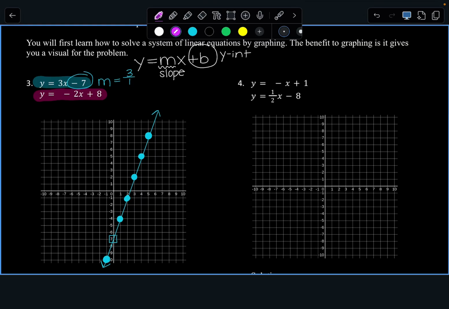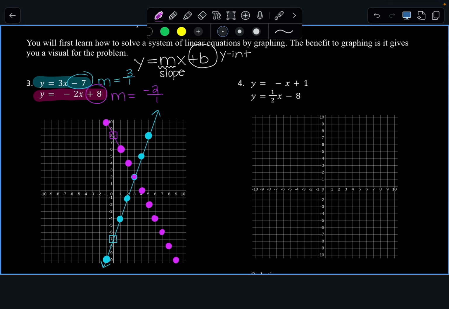Second one, okay, we're starting up 8. What is our slope for this one? -2/1. So that means we're going to go down 2, right 1. And if it crosses nicely, we will see that there is a point where both of those equations hit.